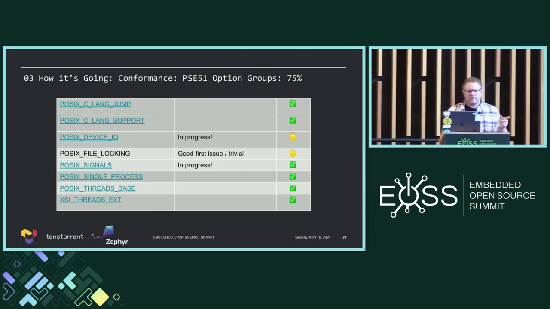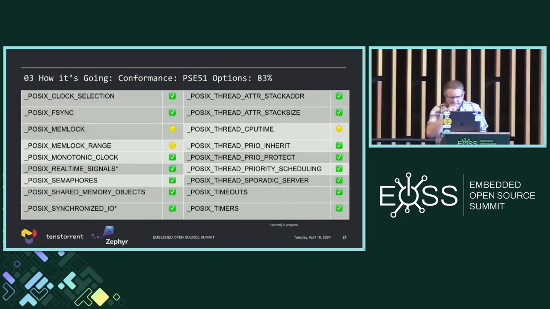Does anyone have any questions about any of the options or option groups so far? No? Okay. XSI threads extension, I think I already mentioned. It's just a way to set your thread stack. Of course, threads base. Currently only missing pthread kill, which I kind of consider almost done at this point.